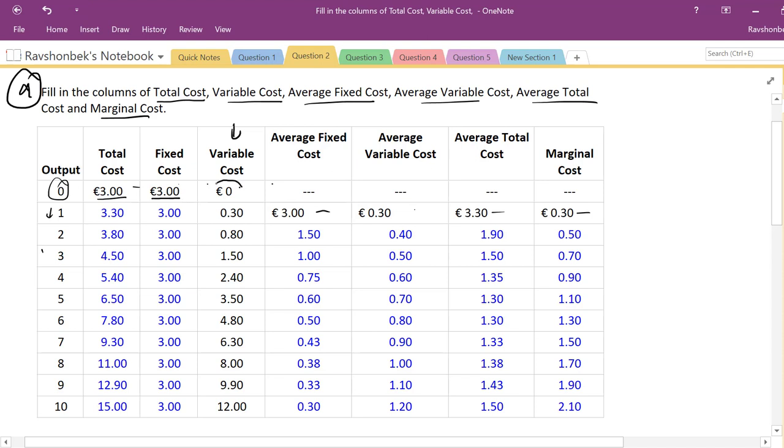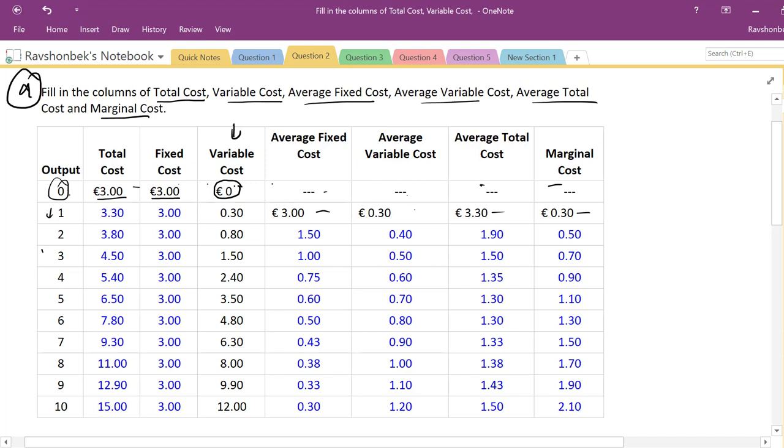And as a result, this is 0. Average fixed cost is basically fixed cost over output, so it's indeterminate. Average variable cost is variable cost over output, again nothing there. Average total cost is total cost over output, and again output is 0, so there's nothing here. Marginal cost is 0, obviously, since there's no production.